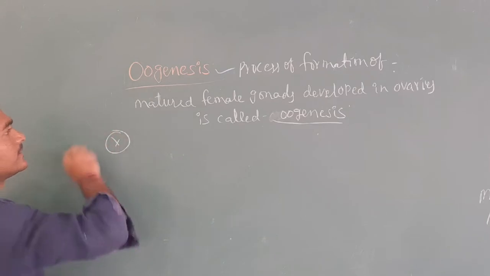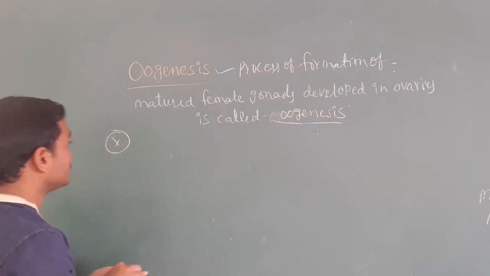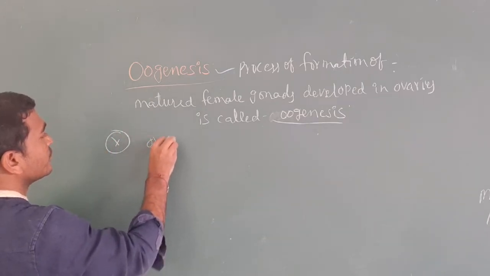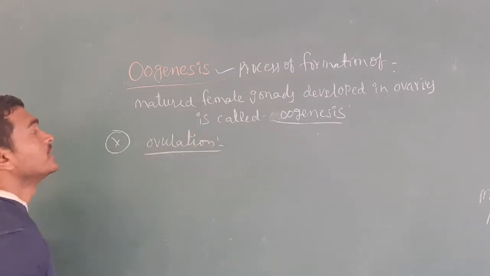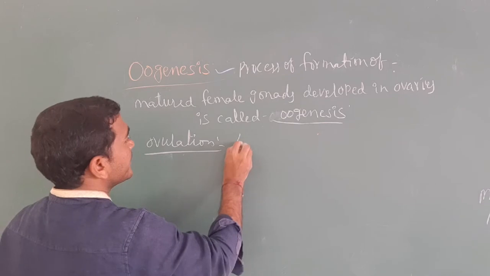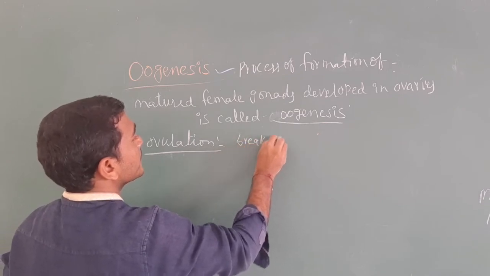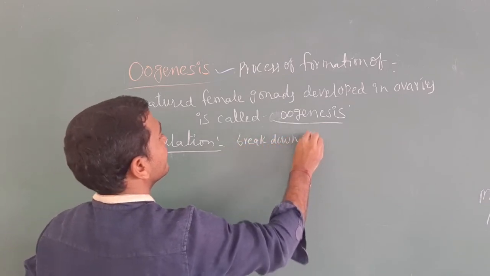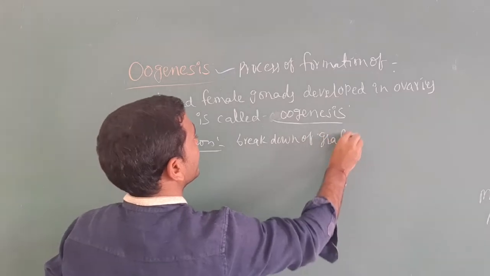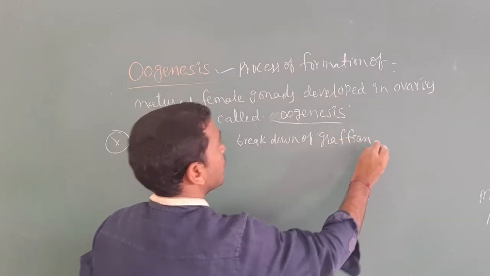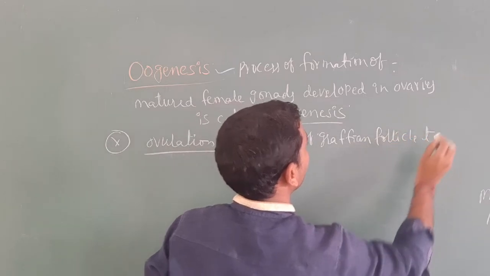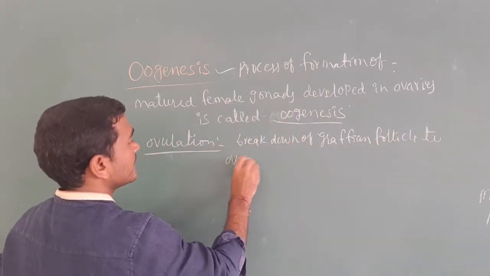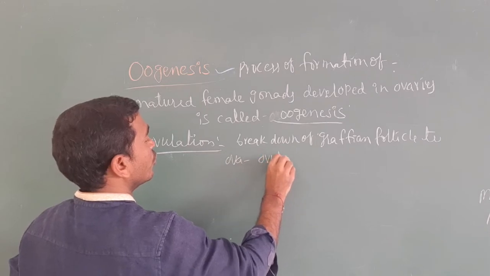The next is the definition of oogenesis. Now we are discussing ovulation, the difference between oogenesis and ovulation. Ovulation means the breakdown of the Graafian follicle to release ova is called ovulation.